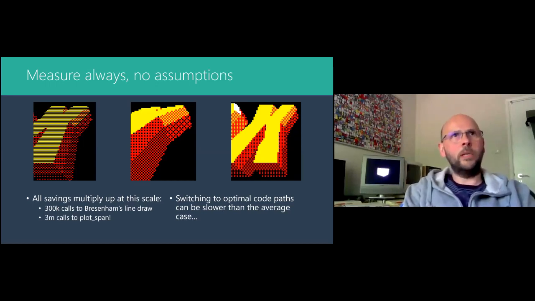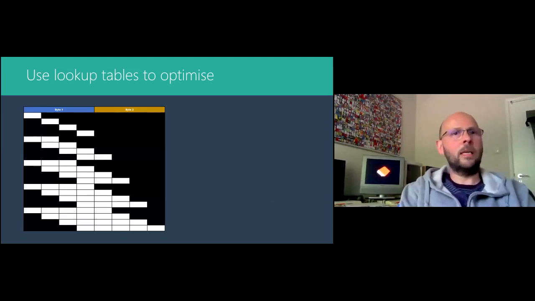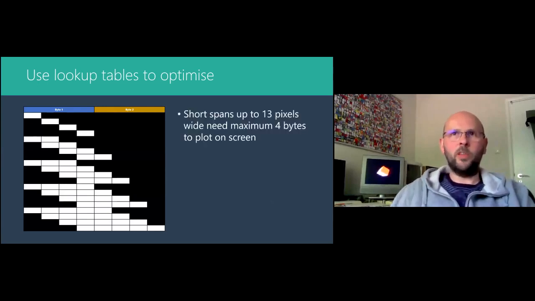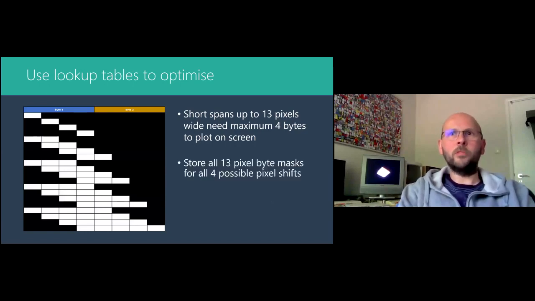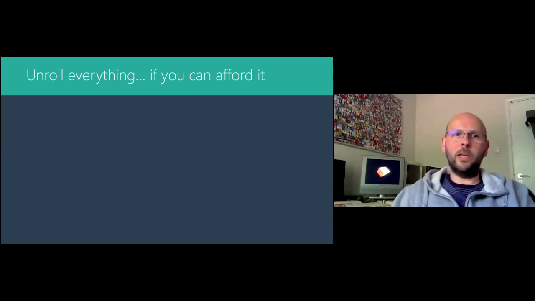The one thing we did do, though, is use lookup tables to optimize as much as possible. So we use lookup tables for masks for short spans of pixels. Anything up to 13 pixels wide, you only need 4 bytes to draw that on screen. So you can store all combinations of between 1 and 13 pixels shifted for the 4 pixels in a byte. You store all 4 possible offsets, and then you just need to pick the right set of masks, and you can draw those directly to the screen. So that's only 208 bytes. I think we can afford that as a lookup table. That's not too bad.